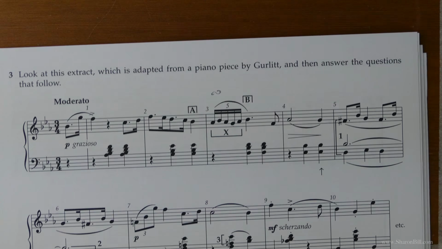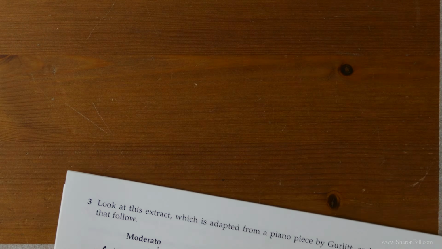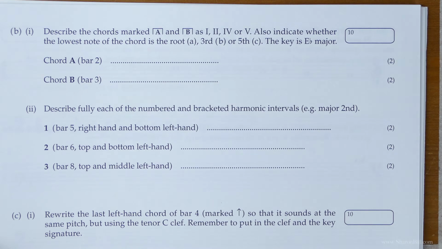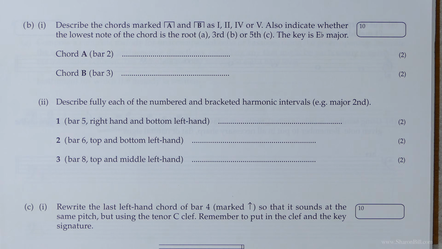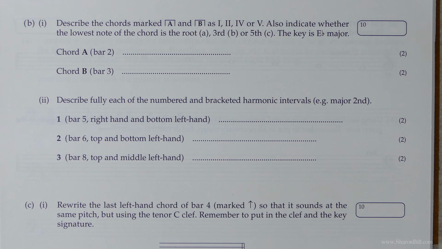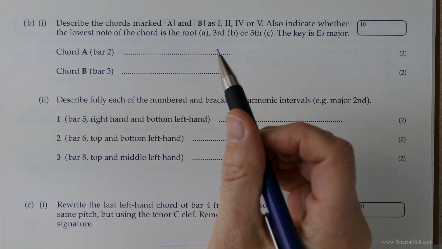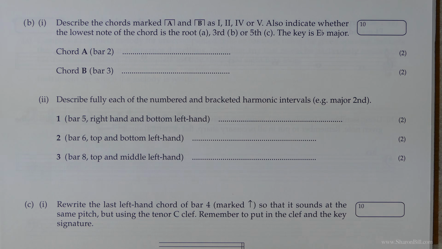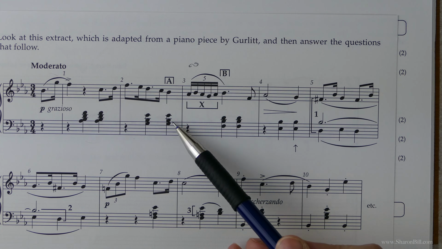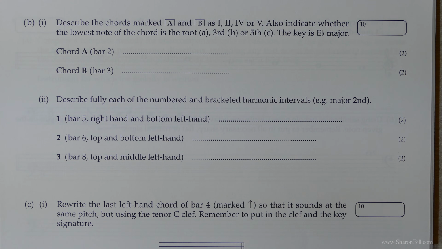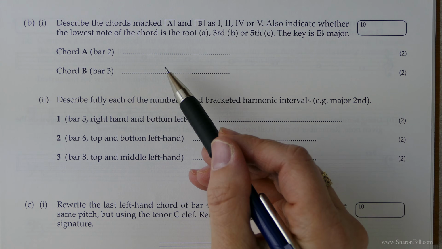So let's turn over the page to the next page, but keep this page to hand, so don't fold it under because you will be referring back to that. So now we have some harmony questions to be looking at. We have some chords in bar 2 and 3 that are labelled chord A and chord B, and we need to indicate what the chord is and also the inversion or the position of the chord.